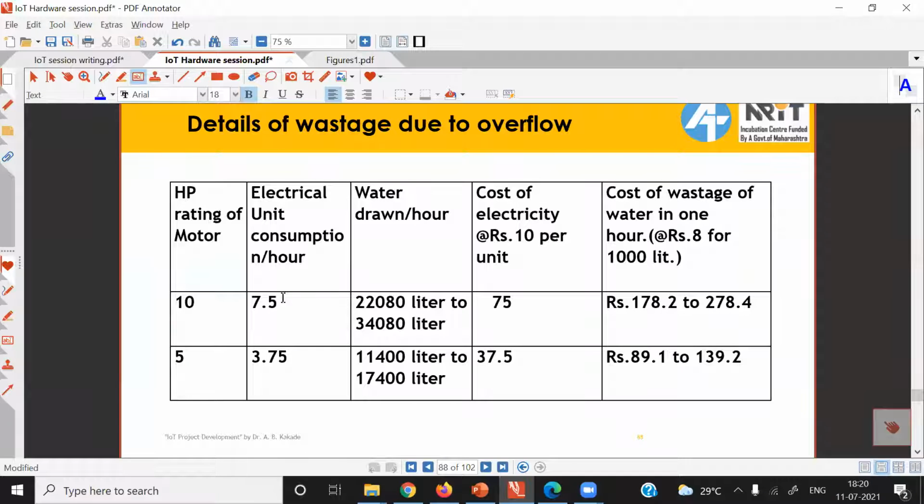7.5 units per hour. And if the rate of electricity is 10 rupees per unit, then there is a wastage of 75 rupees of electricity. So whenever there is overflow, there is wastage of water as well as electricity. If water is purchased from the municipal corporation, then for 22,000 liters of water, charges will be around 178 rupees. So altogether, there is wastage of water as well as wastage of electricity. It is not prevented.